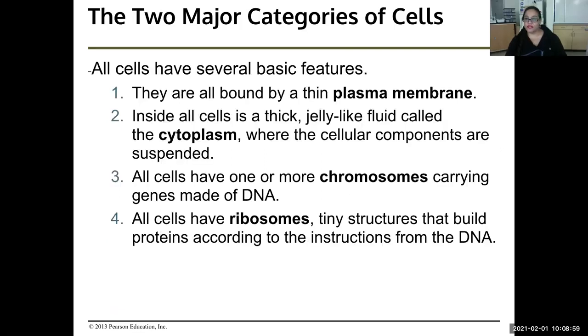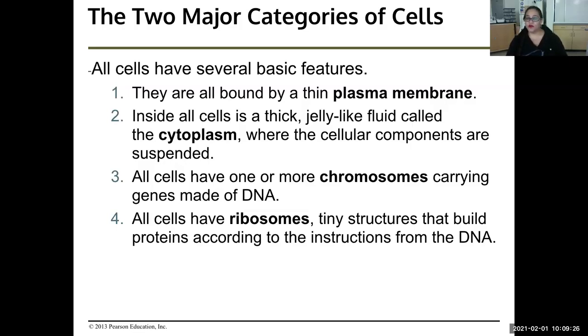All cells have several basic features. They are all bound by a plasma membrane, a thin layer that just holds everything inside. Inside all cells is a thick jelly-like fluid called cytoplasm, where the cellular components are suspended. If you think of a Jell-O salad, the Jell-O is hard, but it's not too hard. It's kind of wiggly, but it holds all the fruit in place. That's what the cytoplasm is like.